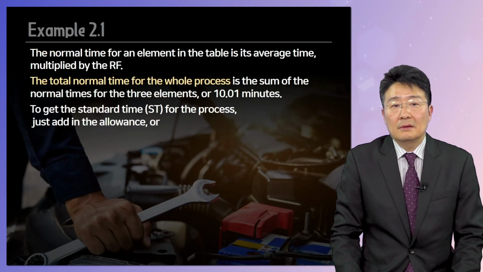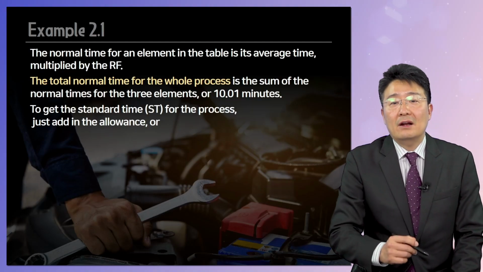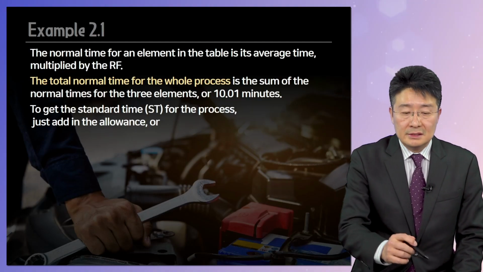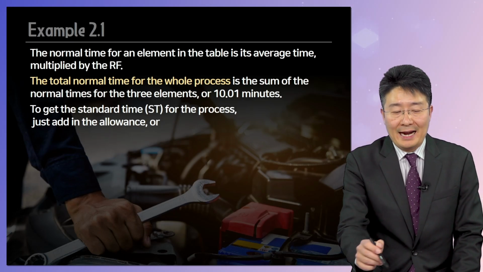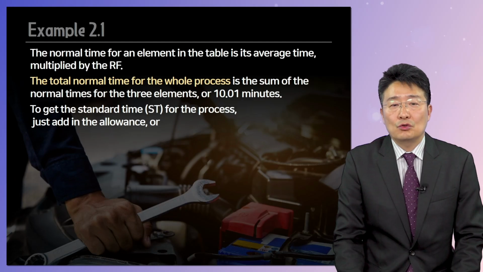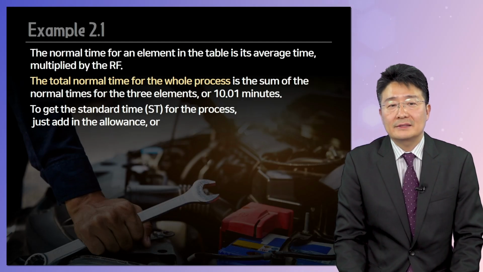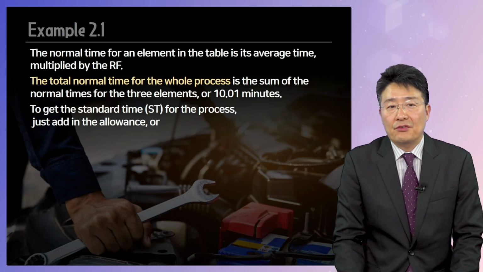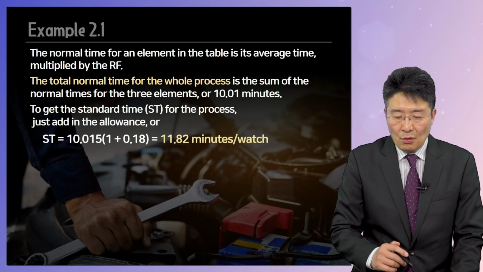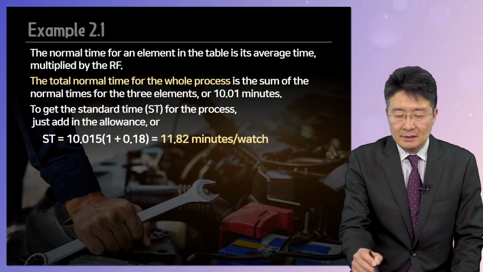Okay, so the normal time for an element in the table is its average time multiplied by the RF. Total normal time for the whole process is the sum of the normal times for the 3 elements, or 10.01 minutes. To get the standard time for the process, just add in the allowance, or we can calculate this one.